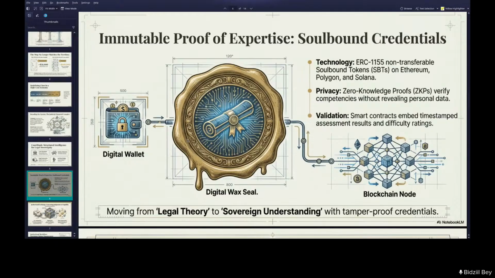Okay, but what about privacy? That seems paramount in legal education and professional credentialing. It is. And for that, they incorporate advanced zero-knowledge proofs, or ZKPs.